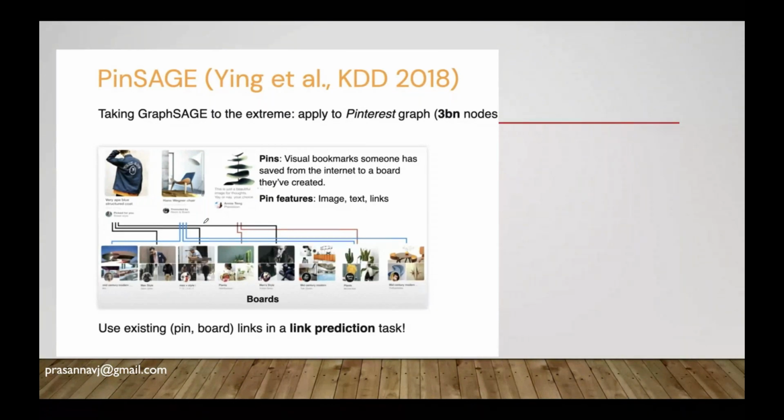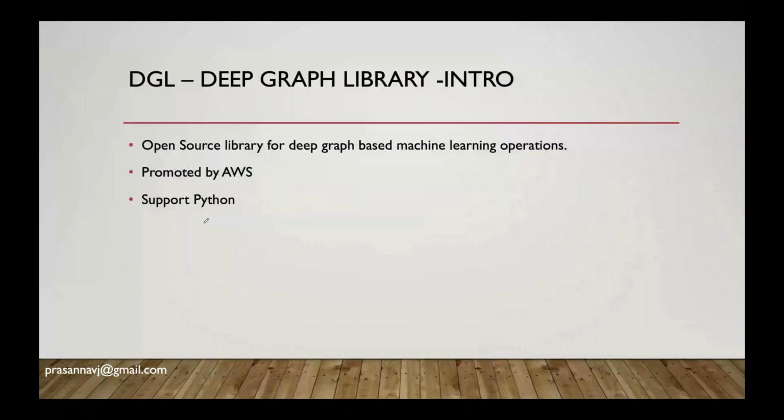So now we looked at the graph neural network and an introduction to it, and how the neural networks actually learn. We also looked at graph convolutional networks and so on. Now we'll see how we actually implement that in a program. We have a library called Deep Graph Library, promoted by AWS, which is a complete Python based open source library available for you to work on deep graph based operations.